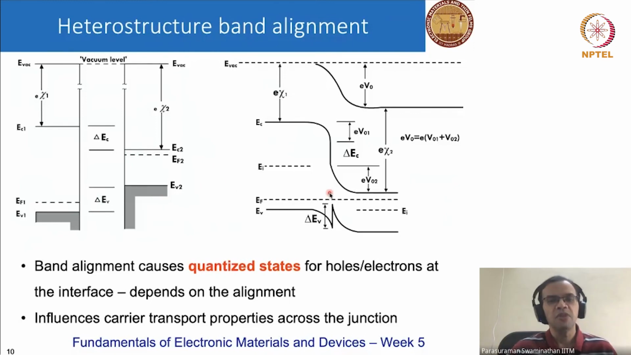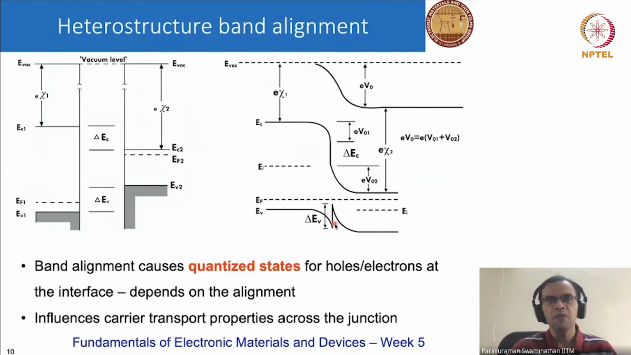This leads to added states that are created at the interface when junctions are formed, which means that by properly choosing the heterostructure materials, we can greatly increase the carrier transport across the junction. Heterostructures are especially useful when we come to optoelectronic devices. With this, we will conclude the summary of week 5.